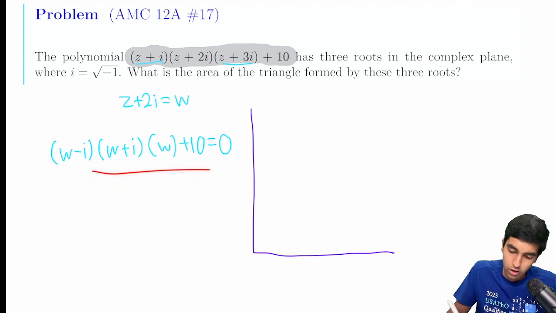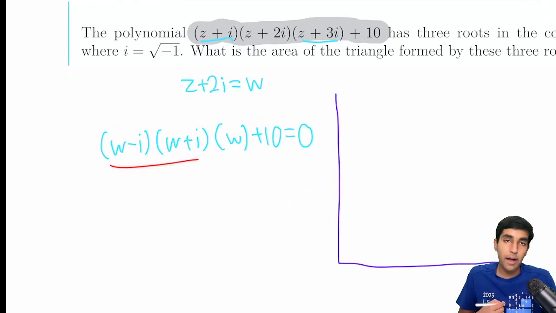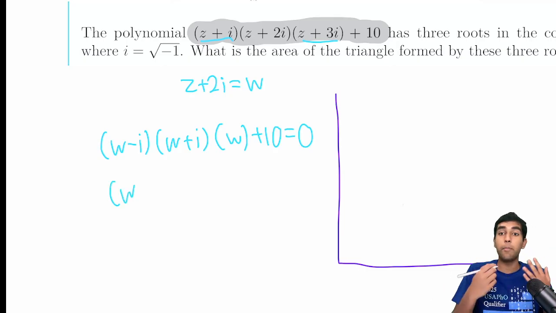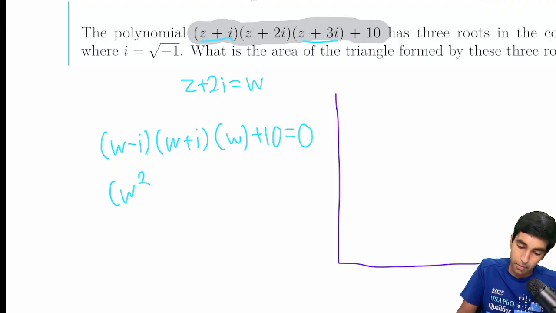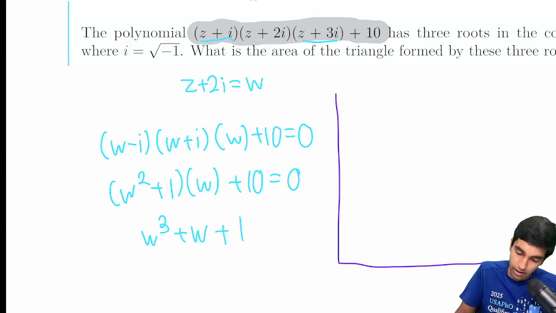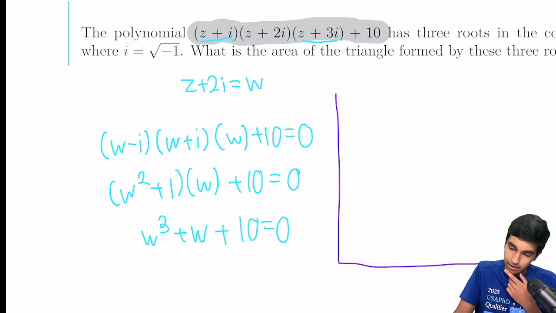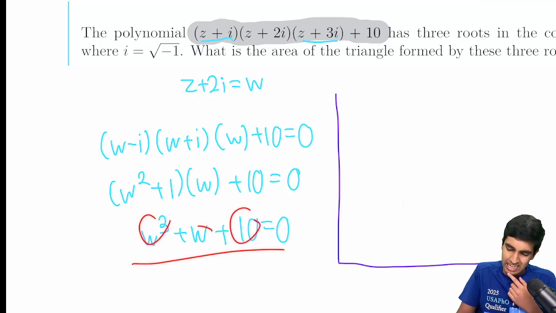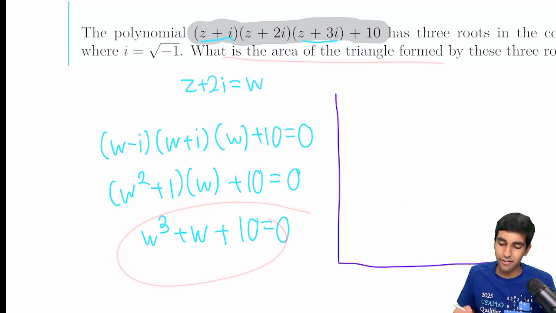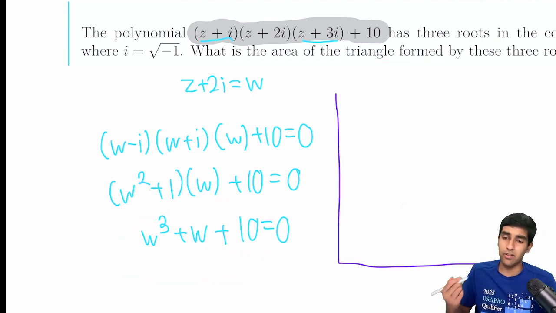Okay, so how do we go about this, right? First of all, w minus i, w plus i, immediate difference of squares. That's w squared minus i squared, w squared plus 1. So that's w squared plus 1 times w, plus 10 equals 0. w cubed plus w plus 10 equals 0. Okay, we have a cubic. Maybe we just try some integer roots, right? Rational root theorem. Maybe it's possible there's not, but given that we're trying to solve for the area, most likely we're going to find some nice roots here.